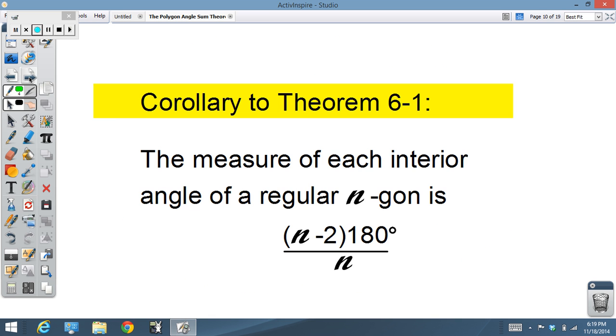So let's talk now. There's a corollary to the last theorem that we learned about. If the measure of all of those angles adds up to n minus 2 times 180, and they're all the same, we can divide by the number of sides to find out the measure of any interior angle, just one of them, of a regular n-gon.